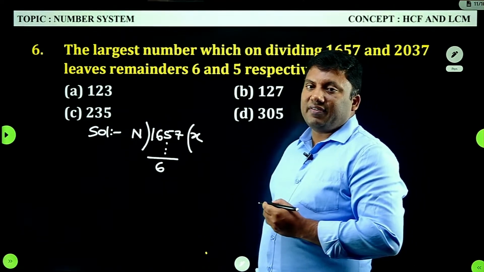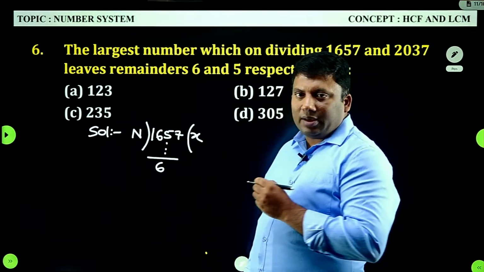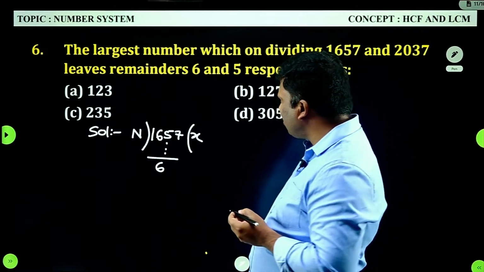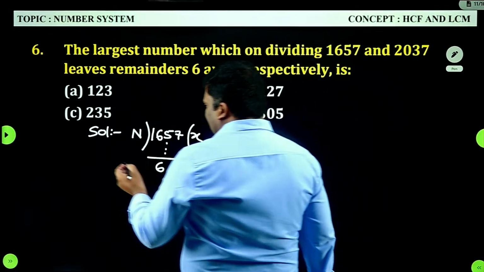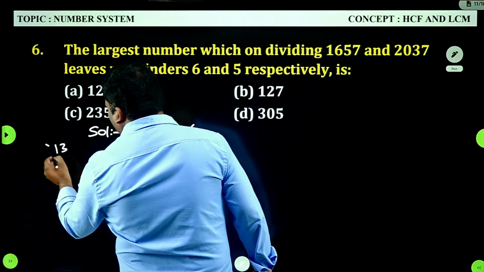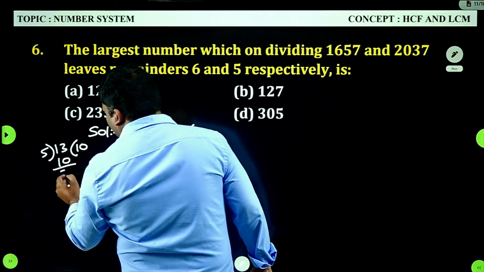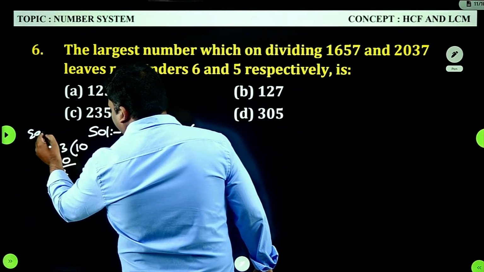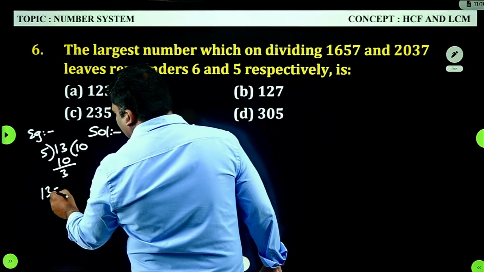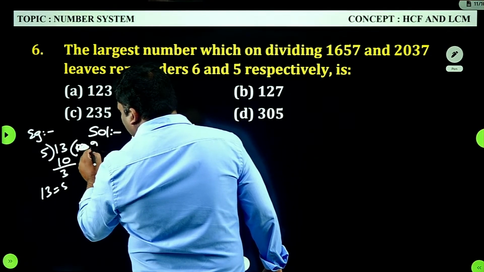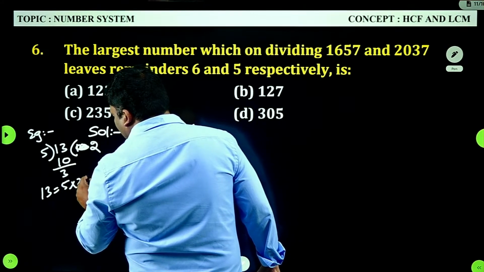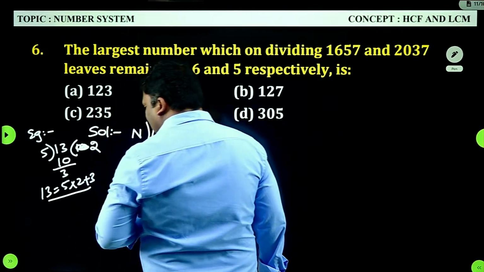1657 is divided by n. How many times, we don't know. We will call it x. What is the remainder? 6. For example, 13 when divided by 5: 5 twos are 10, remainder 3. This is an example. 13 can be written as 5 twos are 10 plus 3.